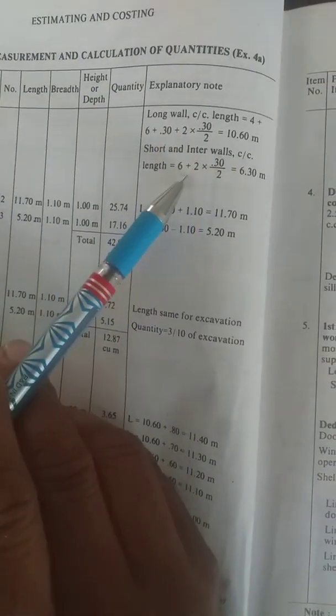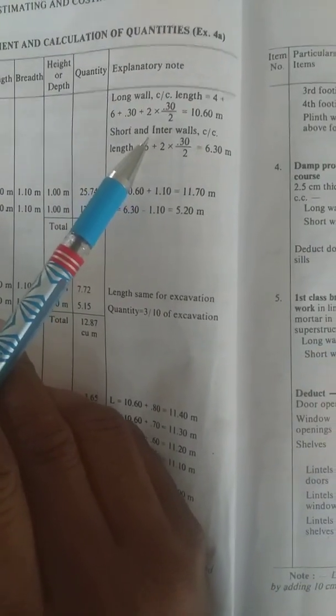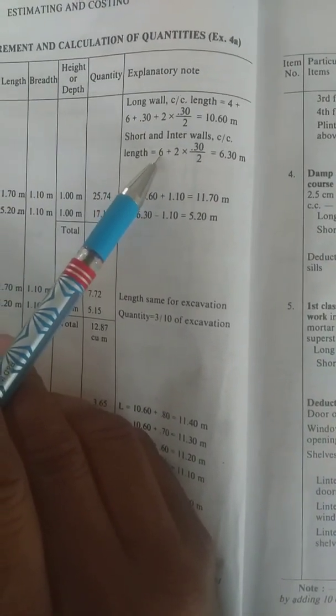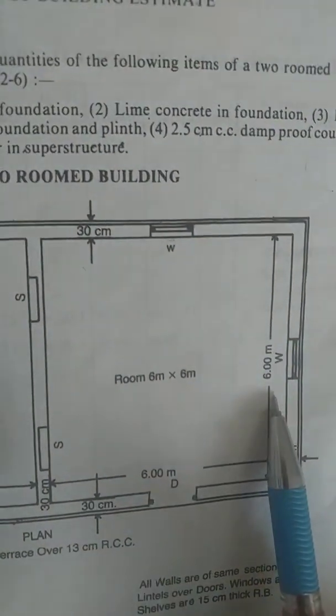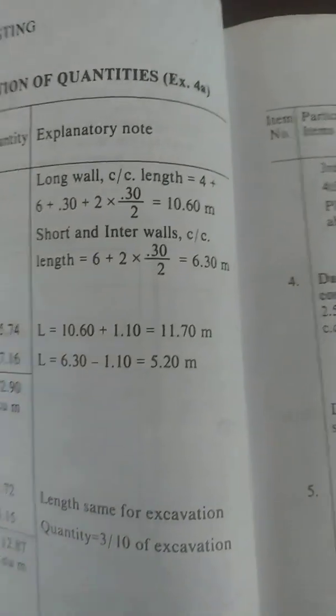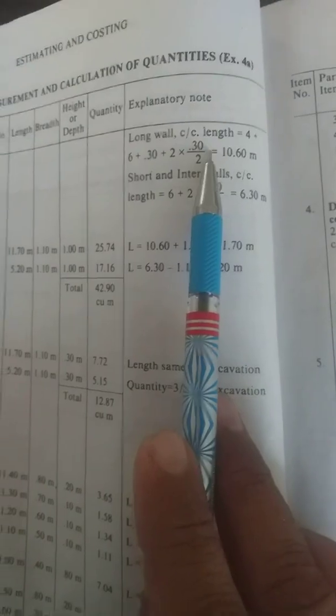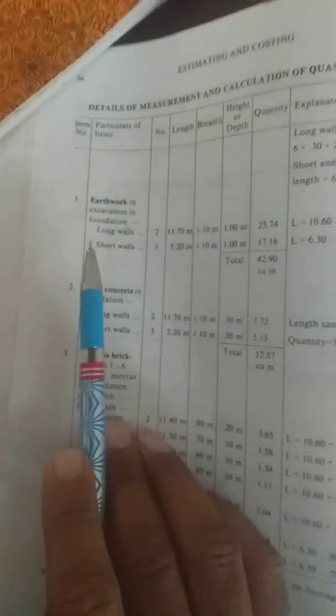Similarly for short wall and inner wall, the short wall distance, this center to center distance, let me show you how this 6 meter and these two half thicknesses, half this and half this, we will get the short wall distance center to center. Now after this computation of center to center distance, we will do each item one by one.